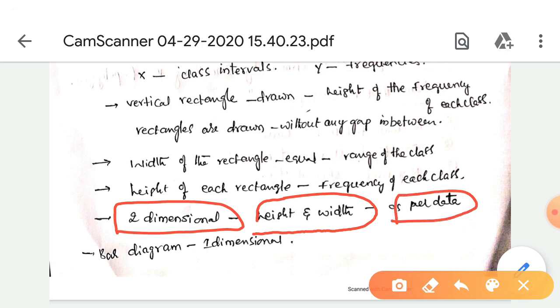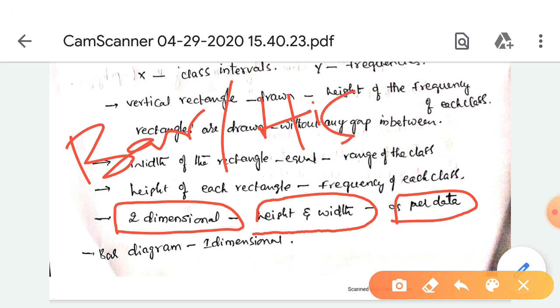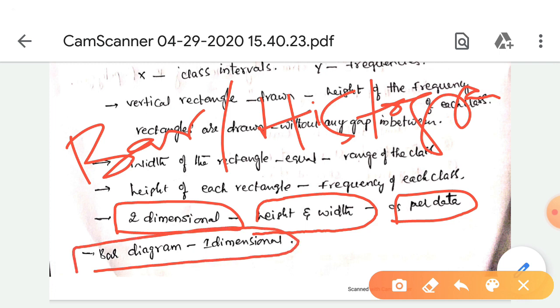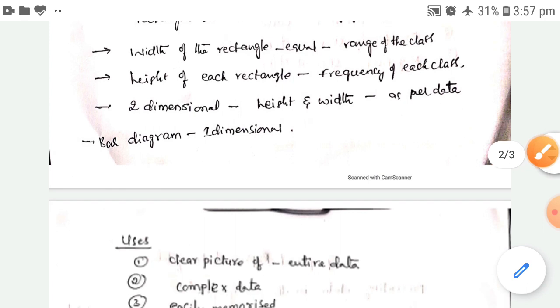When we compare the bar diagram and the histogram, only one difference is there. The bar diagram is a one-dimensional diagram and the histogram is a two-dimensional diagram. That is the difference between these two.